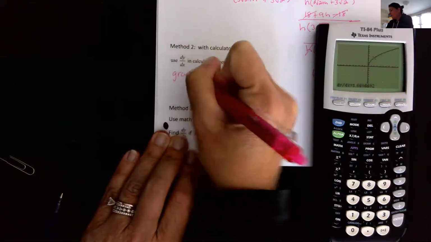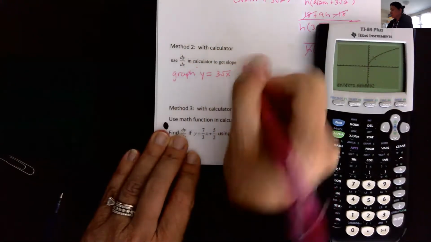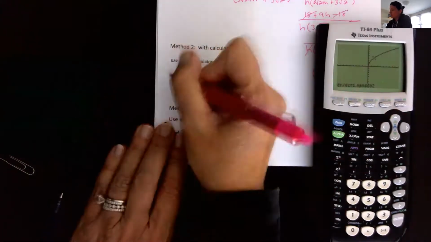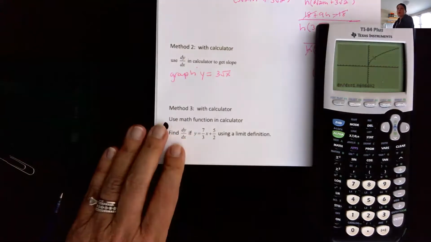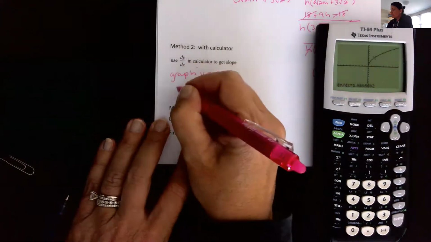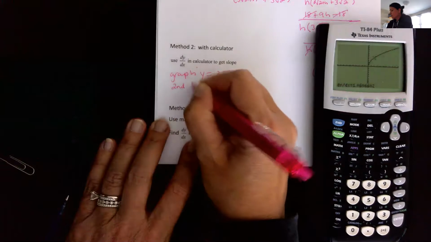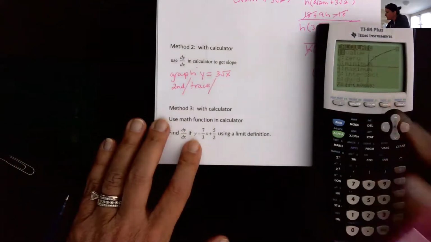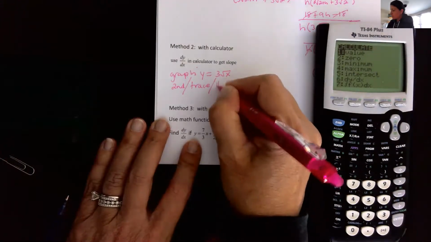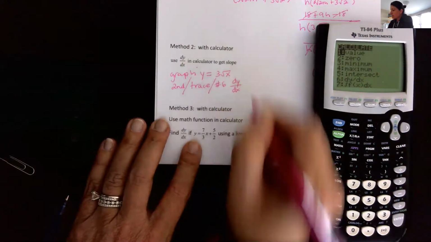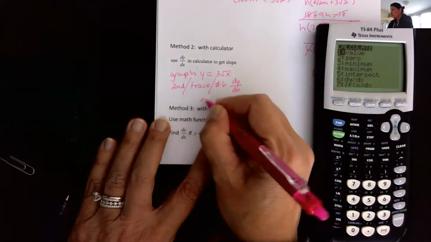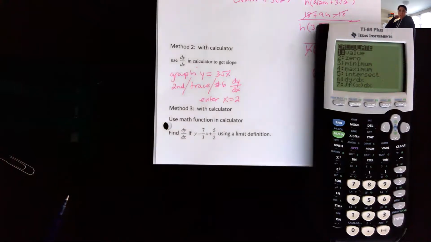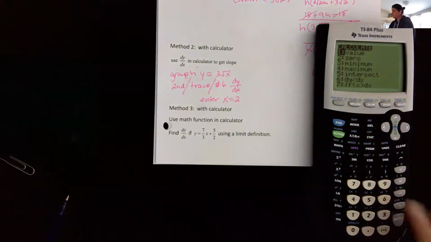So let me write out the steps. Graph y equals 3 root x, in y1, because you do need it. Graph. Is graph okay? Graph is okay. It needs to be in y1. Second, trace, and then second trace, it's number 6. dy dx, and then enter x equals 2. So those are the steps to use the dy dx function on your calculator.